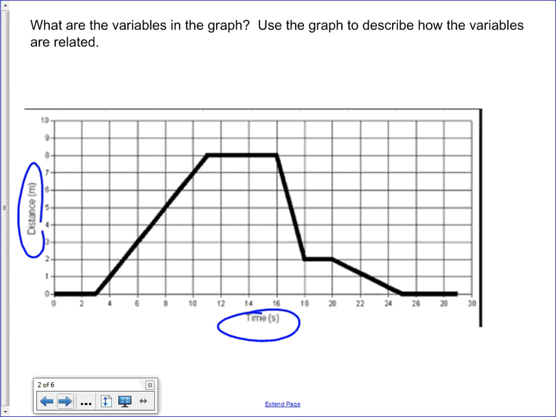So use the graph to describe how the variables are related. Now we simply use the graph to kind of tell the story. Since we've got time and distance, something like this: for the first 3 seconds, the athlete was not moving. From 3 seconds to 11 seconds, he was moving at a constant rate. From 11 seconds to 16 seconds, he was again not moving. He came back towards the beginning for the next 2 seconds very rapidly.